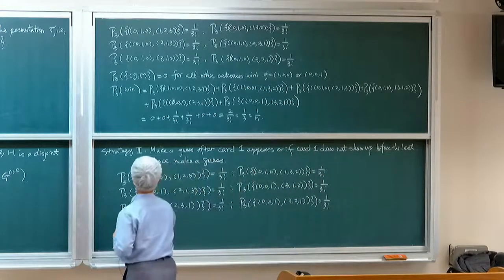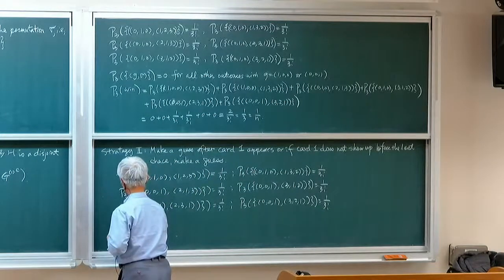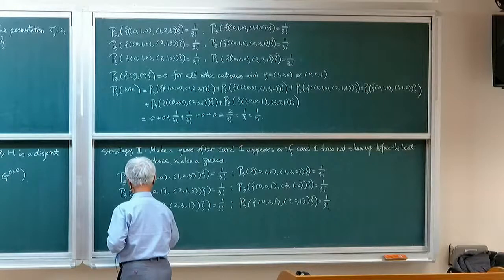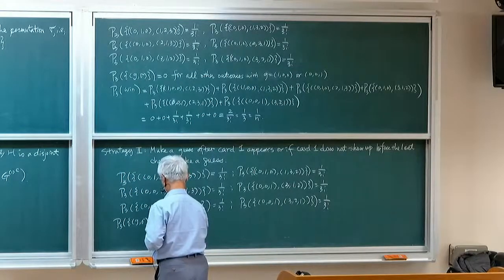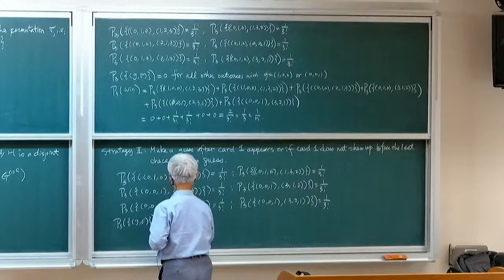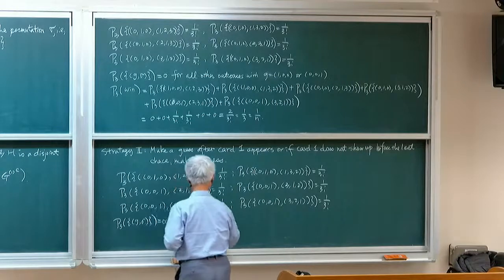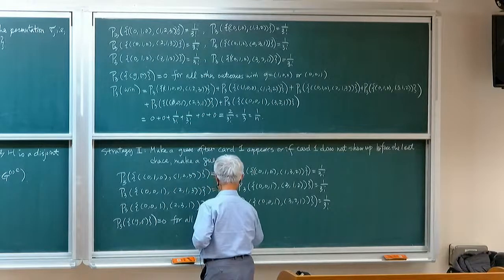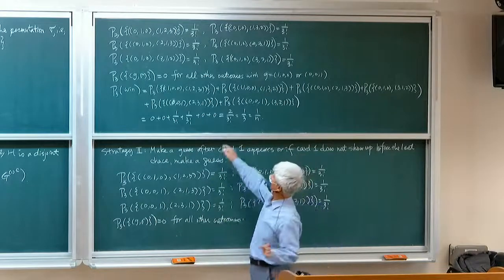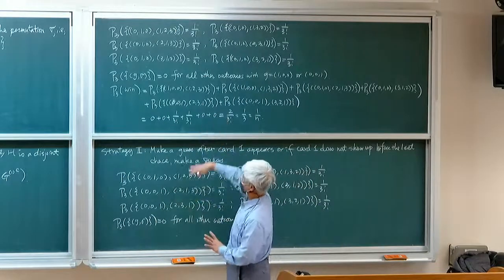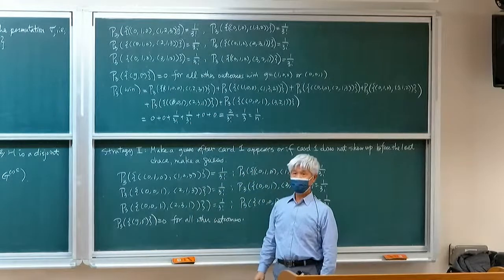Okay, and the probability is 0 for all other outcomes. Okay, so they are all outcomes. So you compare this probability with that, they are different, right? They are different.